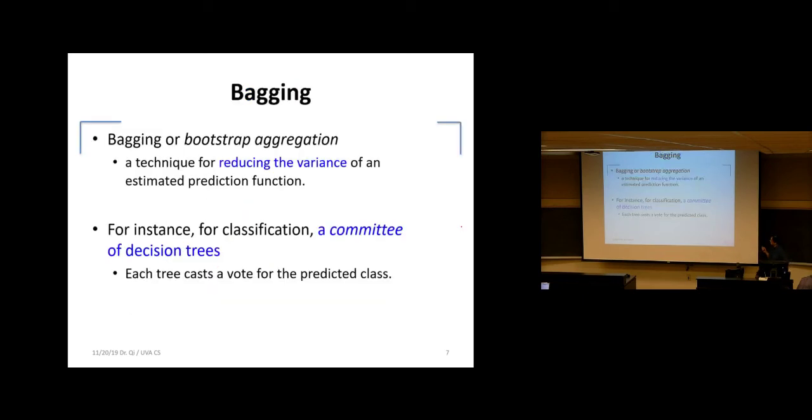All right, so what is bagging? We already talked about bagging before. The fundamental idea of bagging is to use bootstraps of data samples. We create a committee of decision trees, and each tree casts a vote. When a test sample comes in, we use majority voting from all the trees as the final decision. This is a technique for reducing the variance of our estimated function.